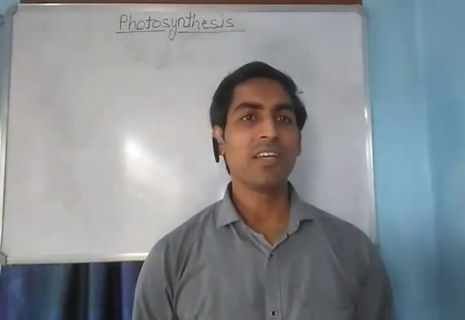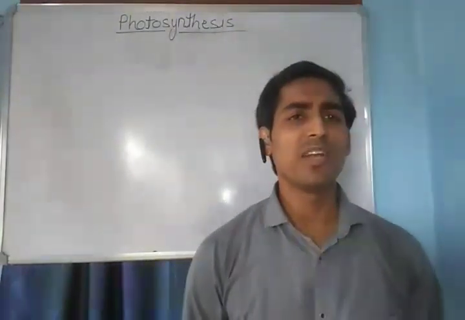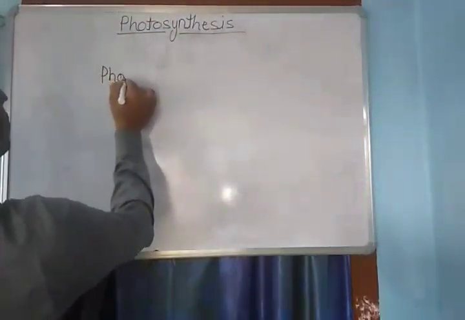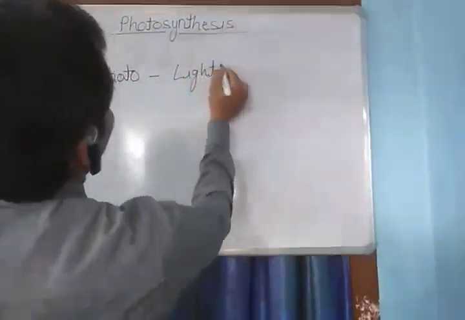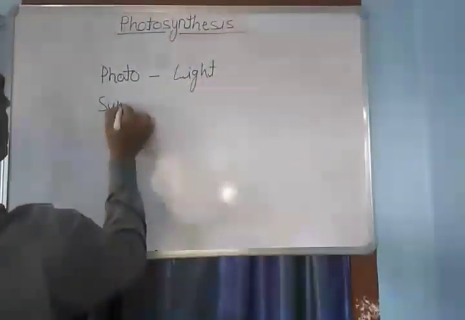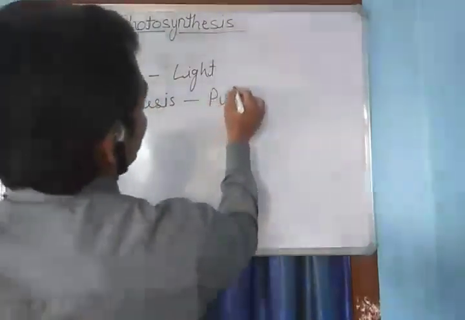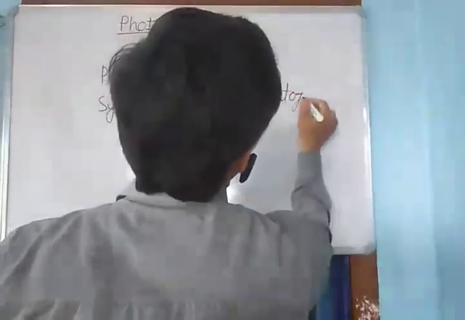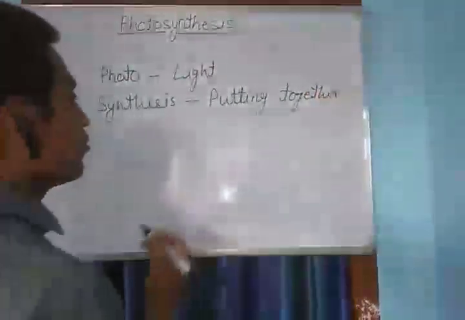Myself Vikash. In this video we shall discuss photosynthesis. So let's come to know about it. Photosynthesis is made by two words. First one is photo, that means light, and the second, synthesis, means putting together. It means formation of food with light.